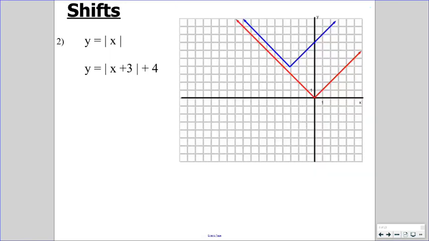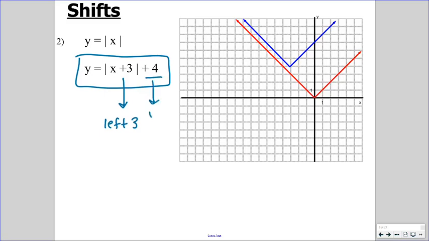Okay, so the parent function here is graphed in red, and then we graph the transformed function in blue. If you identified those transformations correctly, that plus 3 on the inside of the function is the horizontal transformation, left or right. That is left 3, so we moved all of the points left 3, and then up 4. K is on the outside, that controls that vertical transformation.